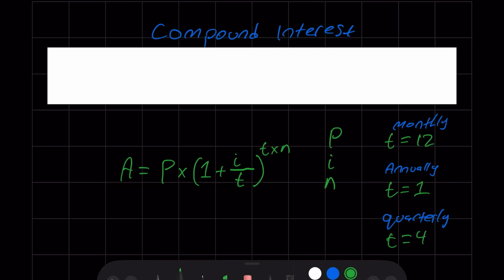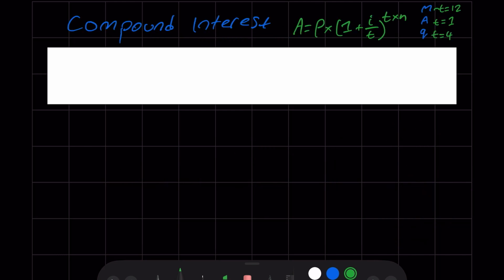These 3 are the common values you'll get for T. You'll get monthly, annually, quarterly. You might get half yearly, which would be 2, because it happens once in the middle of the year and then once at the end of the year. So that's 2. But most of the time, you'll get monthly, annually, and quarterly. Let's try a couple of questions. In the top right, I've got my formula and I've got monthly, annually, and quarterly in blue with the different T values. T equals 12, T equals 1, and T equals 4.